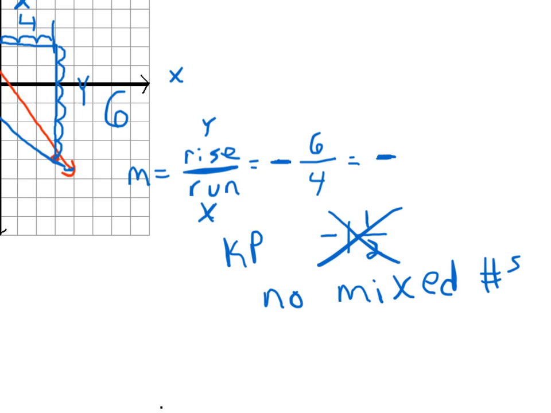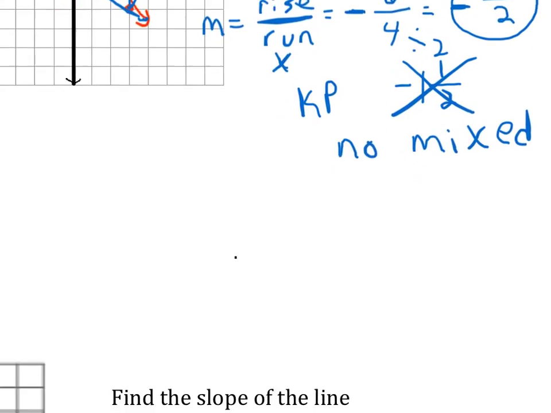So make sure you keep your answer in proper form, and if we reduce this one, both of these are divisible by 2. So divide by 2, divide by 2. My answer is -3/2. That is the slope to this line on the graph. Okay, let's go on to the next example.